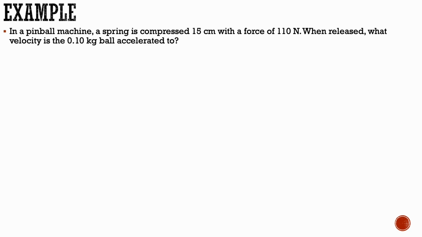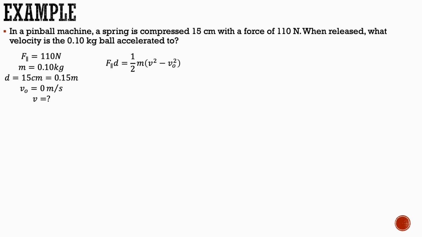First example, we have a pinball machine in which we're compressing a spring 15 centimeters utilizing a force of 110 newtons. When released, that spring pushes the ball that is 0.1 kilograms, and we already know what that ball is accelerated to in terms of velocity. Writing out what we have: our force parallel, our mass, our distance, which was in centimeters, so we need that in meters, and we know our initial velocity is 0 because we assume it starts stationary, and we're solving for our final velocity.